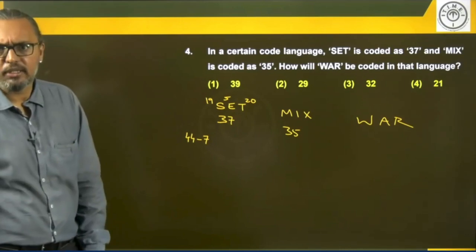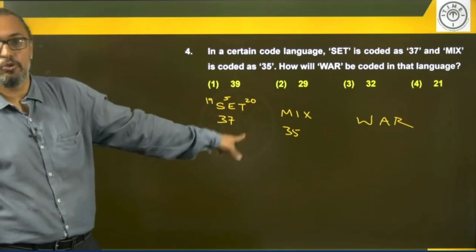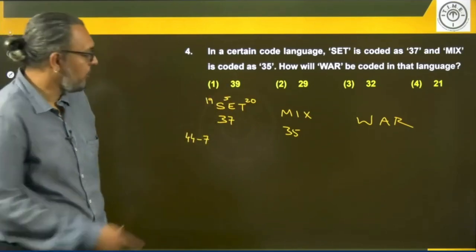Just as a logic I have to look for. Because two examples are given, I need to have a repeated logic in those two. Then only I can apply to get my answer. Correct? Now let's look into this.